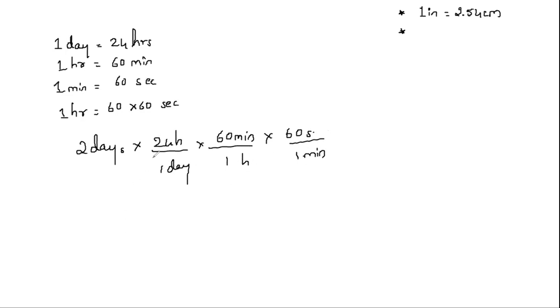So per day, 24 hours, per hour, 60 minutes, and per minute, 60 seconds. This calculation comes out to be 2 into 24 into 60 into 60, right? So how much answer do you get? You get around 172800 seconds. This is the conversion from days to seconds. You have to use this conversion factor. So why are these conversion factors required?